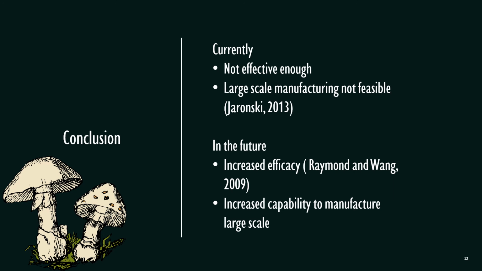As of right now, chemical pesticides are the best option for pest control. But in the future, it is entirely possible for entomopathogenic fungal pesticides to be used large scale and to completely replace chemical pesticides.